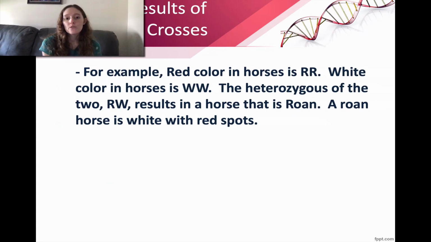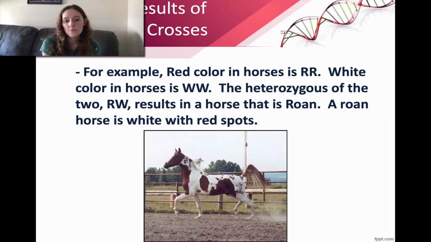So the red color in horses is going to be represented by two capital R's, and I say red, it's more like a brown color. White is going to be two capital W's. The heterozygous form, RW, is going to be a roan horse, which is a white horse with red spots. So there we have our roan horse.